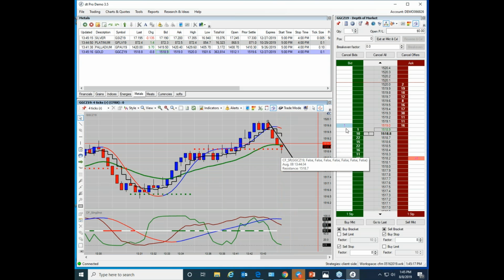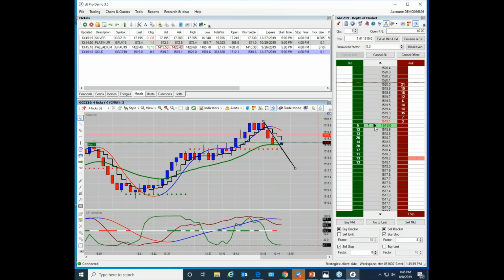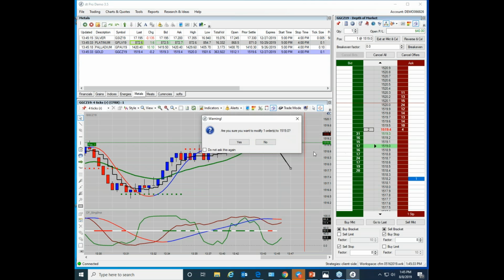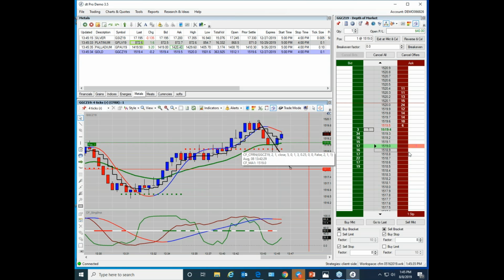So here we go to 15.19. That's what just happened. We are long. We're long the gold, and here's the stop loss. It moves 4 ticks in our favor. As it did, we move the stop to break even. Now we have no risk on the table.